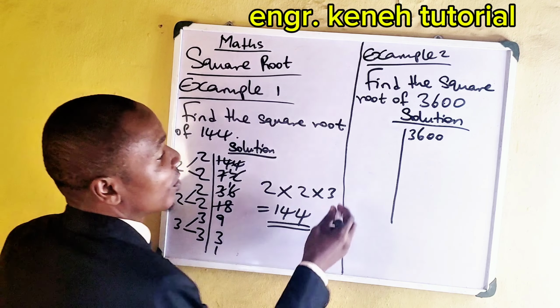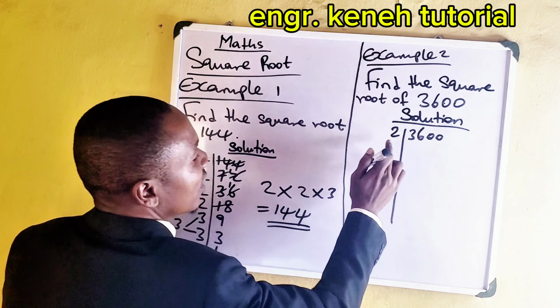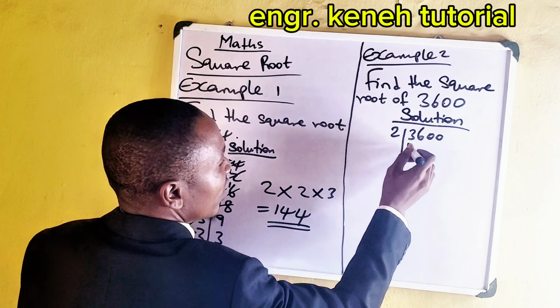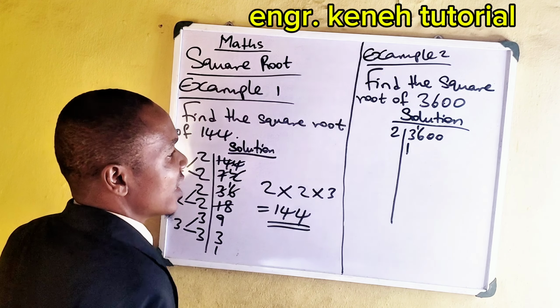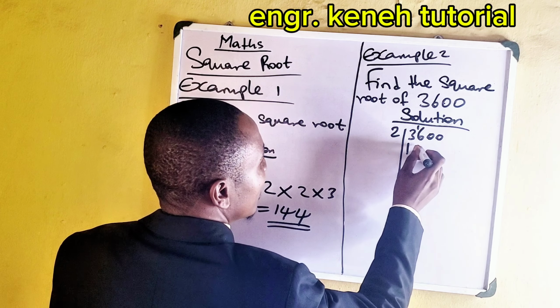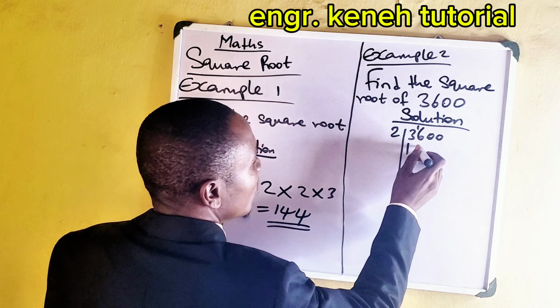So it is an even number. We start dividing by 2. When 2 divides 3, it will give us 1 remainder 1. Put the 1 in front of 6. It will become 16. When 2 divides 16, it will give us what? 8. When 2 divides 0, 0. Dividing 0, we have 0.